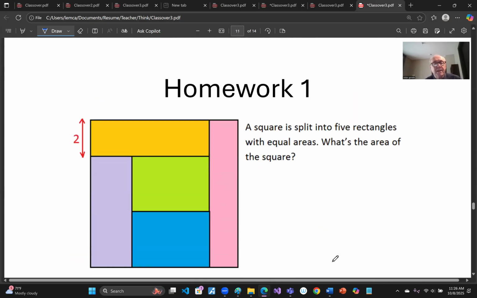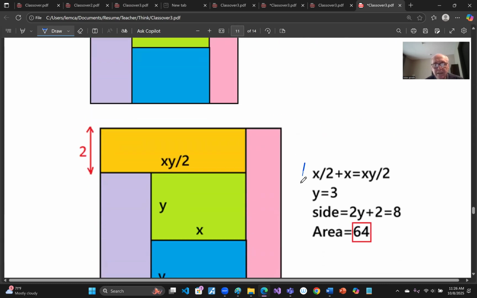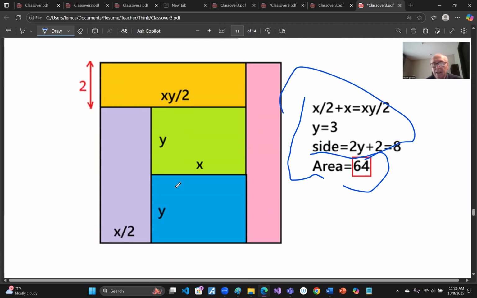Homework is not very simple problems. Actually, they are kind of difficult. For example, the first one: a square is split into 5 rectangles with equal areas. What is the area of the square? It's not very simple, so I give you hints. These are hints, and I give you the answer. Your task is to explain to me how I arrived at this answer.